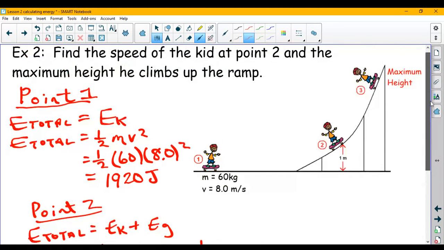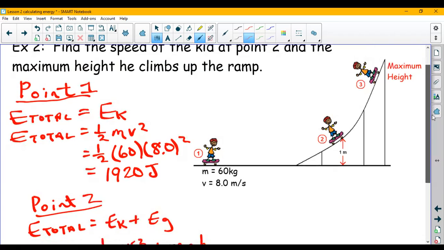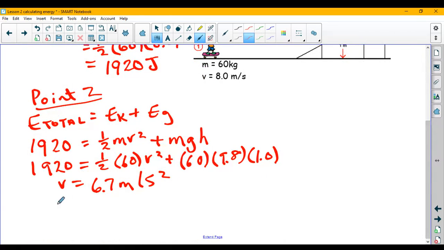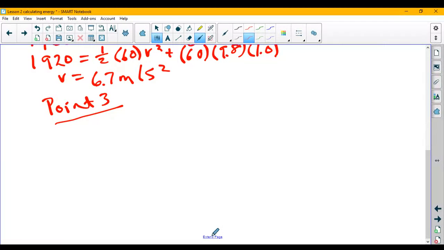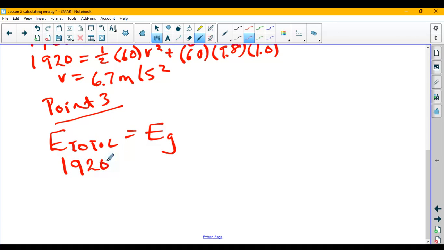Okay, our last part of our question asks us to find the maximum height. How high does he go at point three? Now, at point three, he's not going to have any different amount of energy. He still has a total energy of 1,920 joules. It's just now at the top, he's not moving anymore. He's about to come back down. So that whole 1,920 has turned into gravitational energy. It's just changed types of energy.